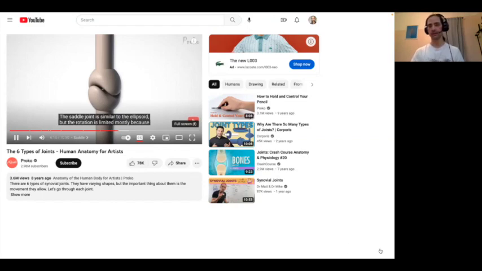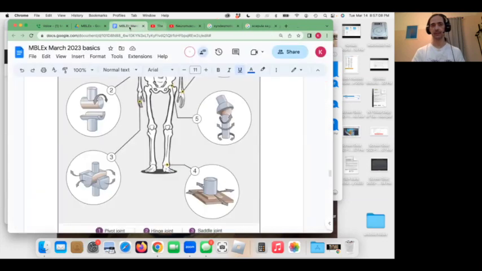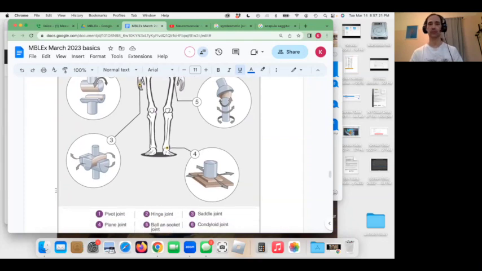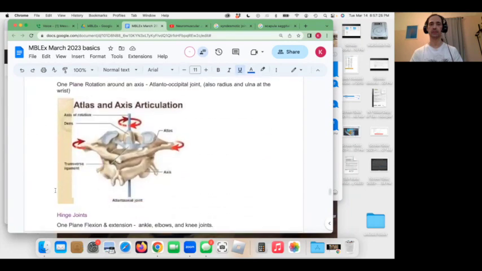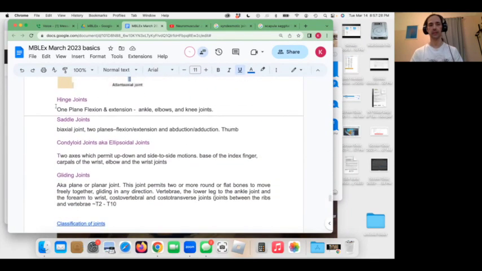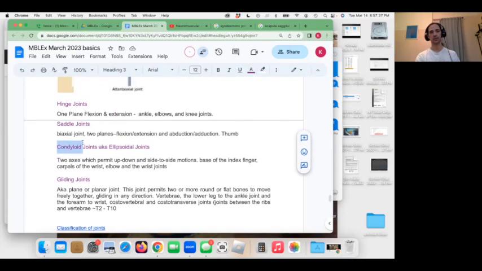So anyway, they will ask you stuff like that. Which bone has both convex and concave aspects on its articulating surface? And the answer would be the saddle joint. Okay, let's keep going with these. So we did a hinge, we did saddle. Let's move on to condyloid, which is also an ellipsoidal joint.